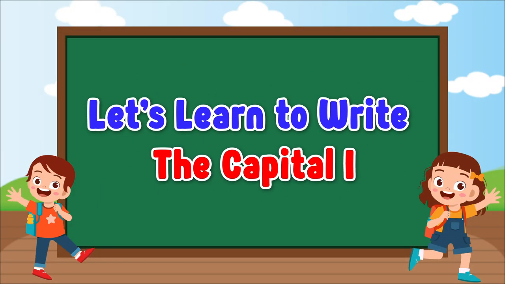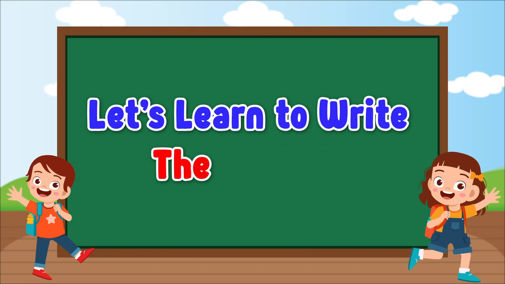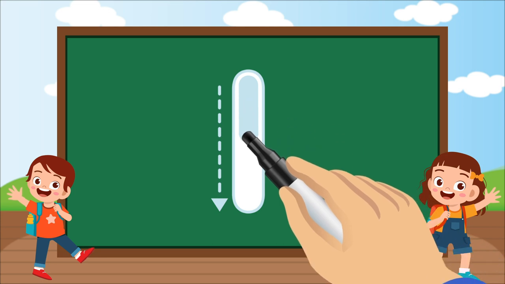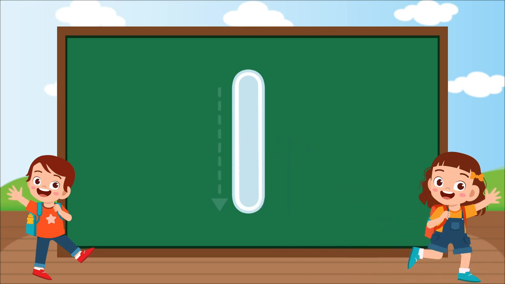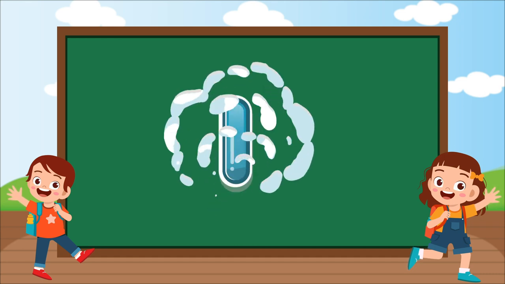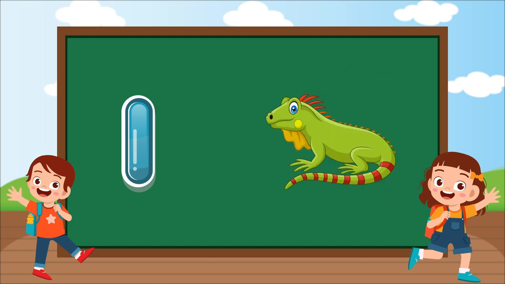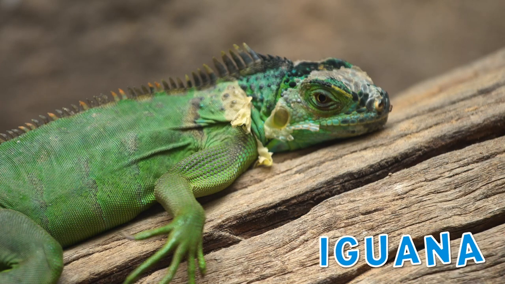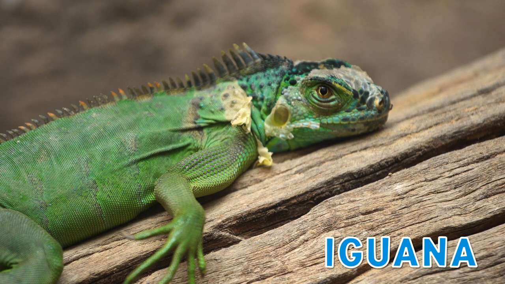Let's learn to write the capital I. First, we will start to the top and draw a standing line top to bottom. I is for iguana. Iguana.